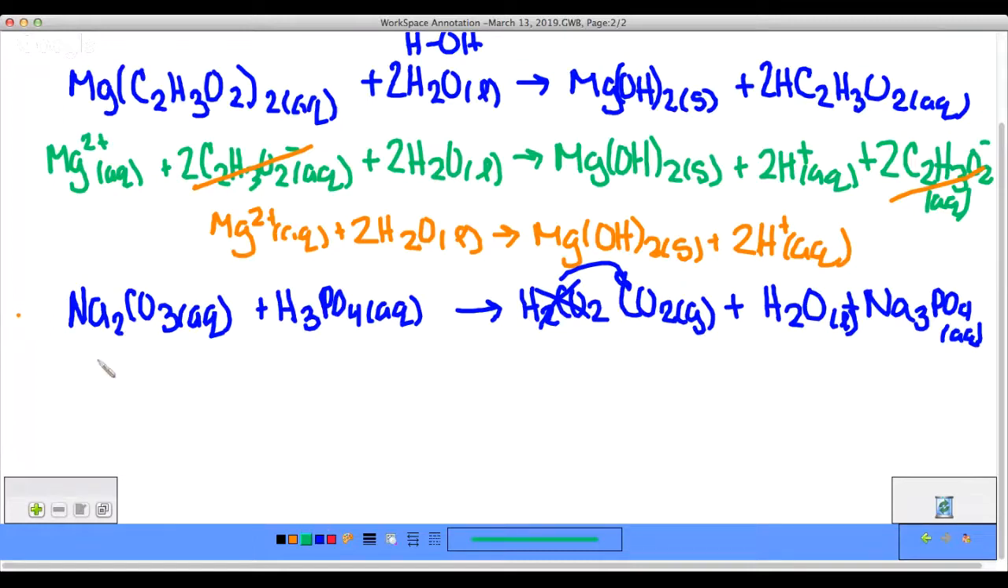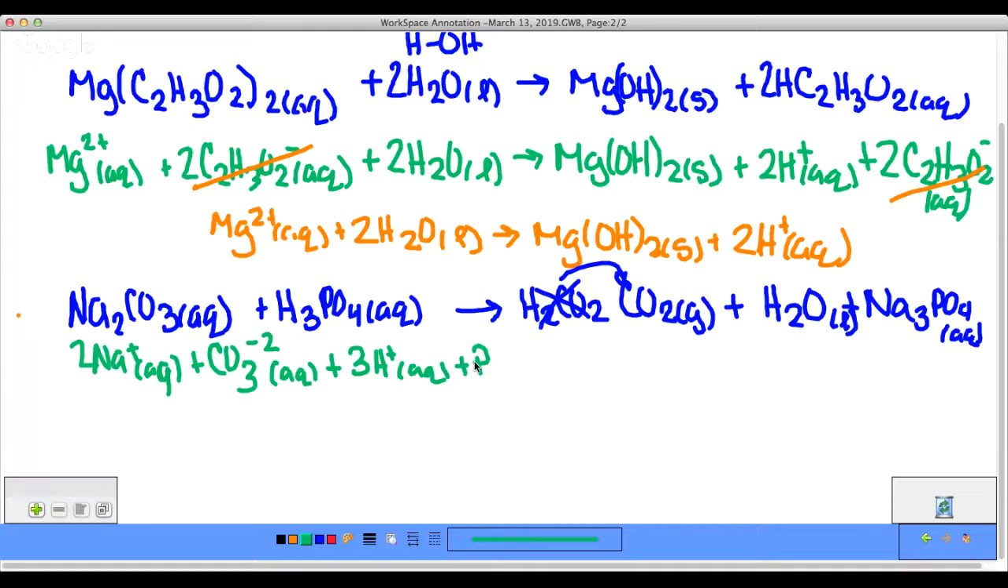Okay, so let's start breaking things apart. We have 2 sodium ions that have a plus 1 charge, and that's aqueous, plus carbonate, which is a -2, plus 3 hydrogens, plus phosphate.